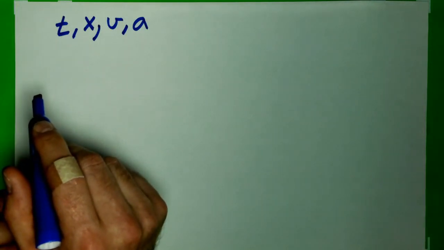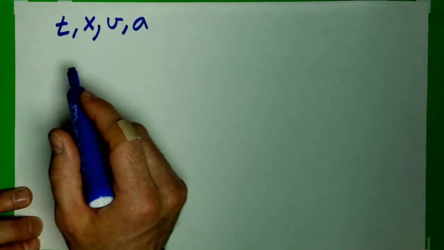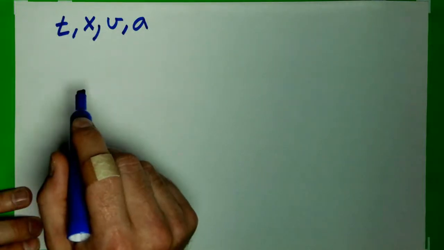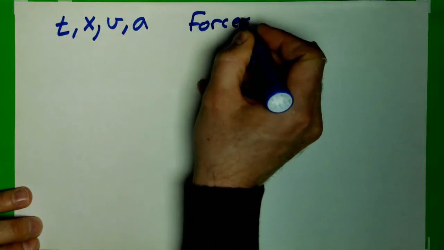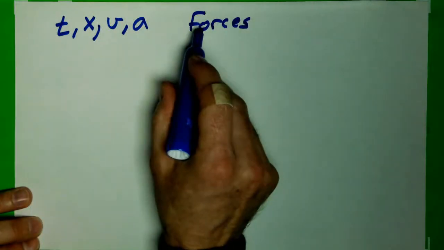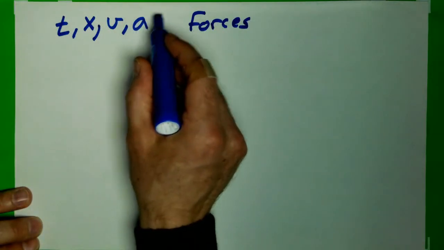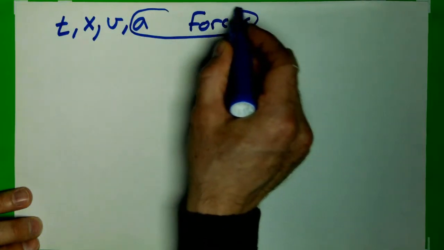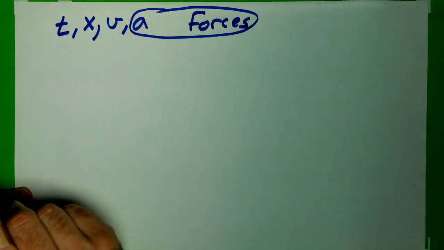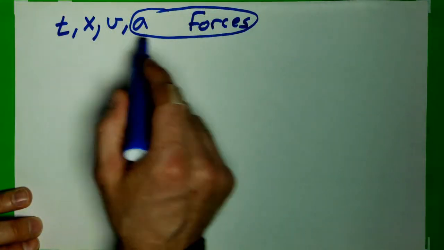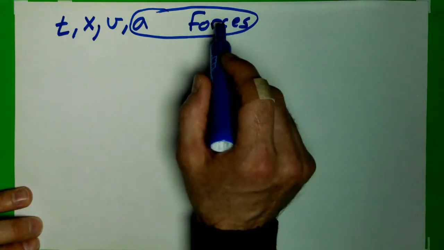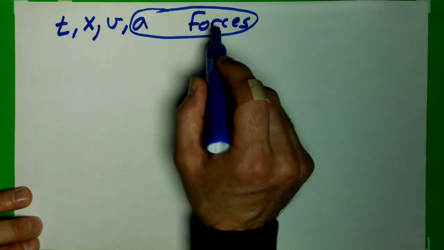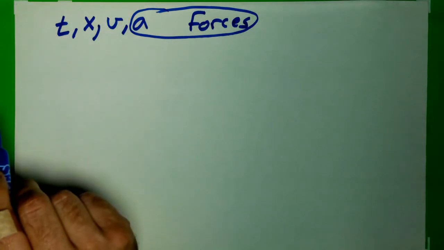Now, a big question is, well, what causes the motion? These describe the motion itself, but what causes the motion? And that is with forces. Okay? Forces cause accelerations. That is the connecting piece. These describe the motion, and forces are what cause it. And we have a lot of different ways of analyzing forces to understand the acceleration that will result.